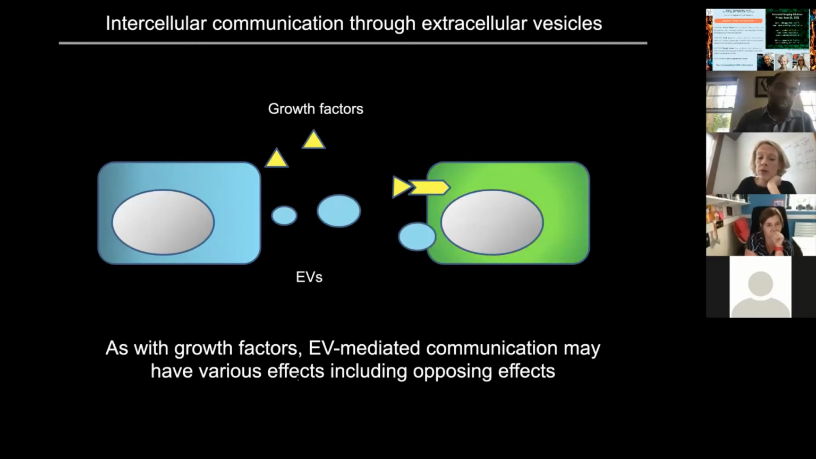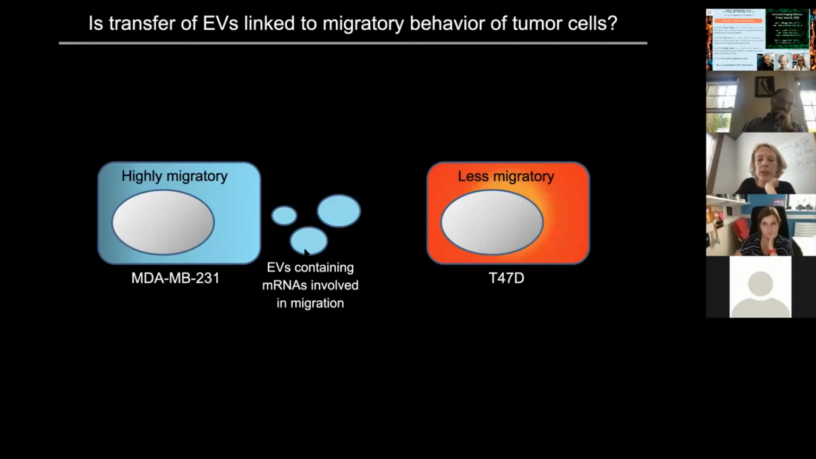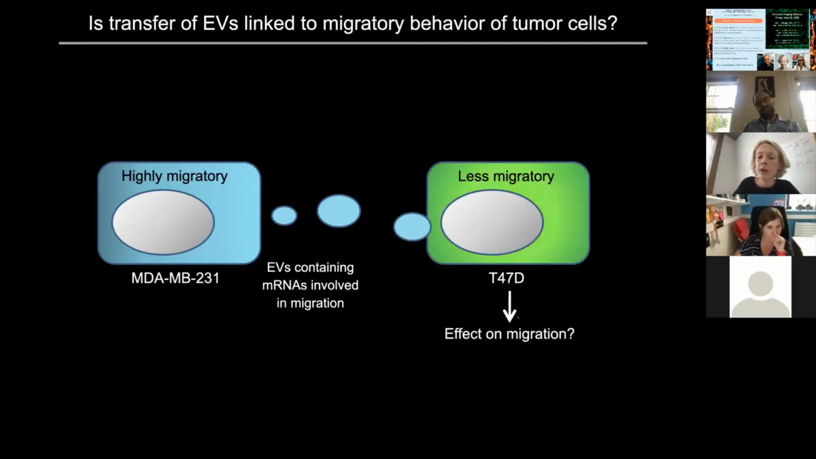And as with growth factors, extracellular vesicle-mediated communication may have various effects, including opposing effects. And it is known that vesicles can contain many functional biomolecules, including DNA, RNA, and proteins. So we were wondering, because we already know that the extracellular vesicles from these highly migratory breast tumor cells contain messenger RNAs that are involved in migration, whether upon uptake by less migratory cells, there's an effect on migration of these cells.